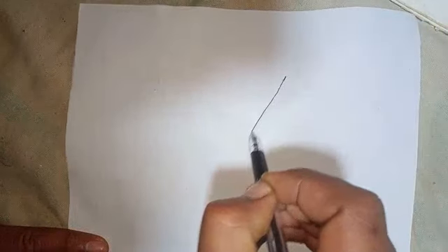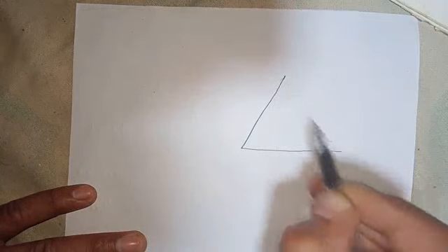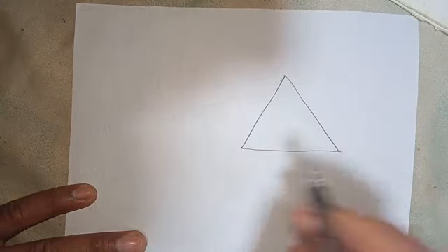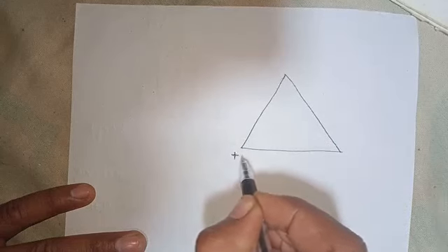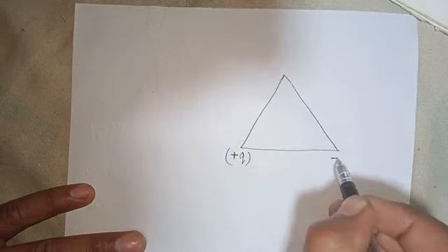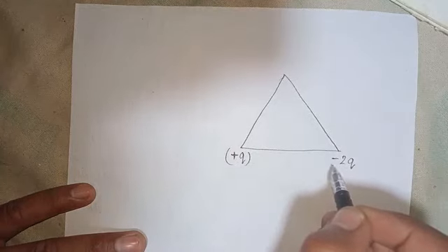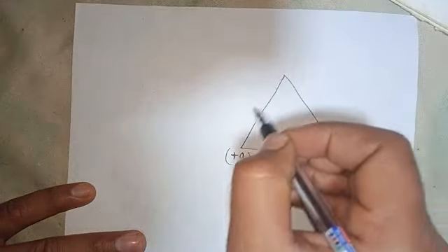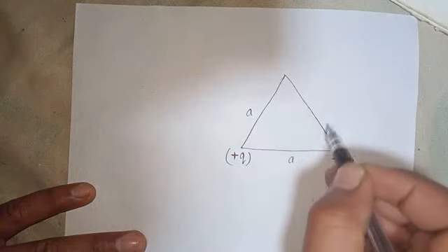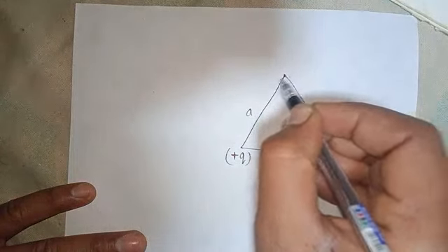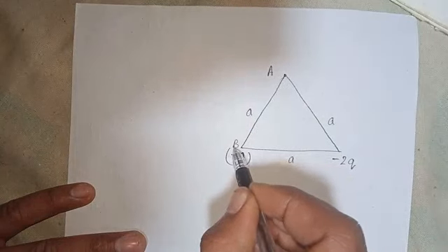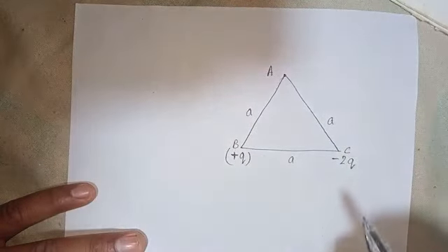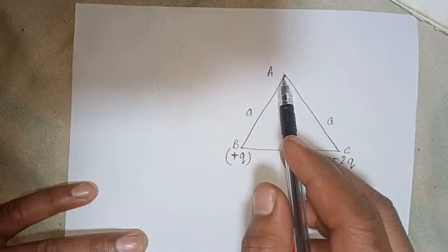Hello students, we have a question over here that two charges, plus q and minus 2q, are placed on two sides of an equilateral triangle of side a, and we have to find out the electric field at this point A. If this side is B and this side is C, we have to find out the electric field at A.